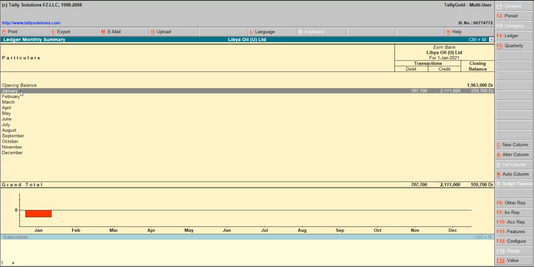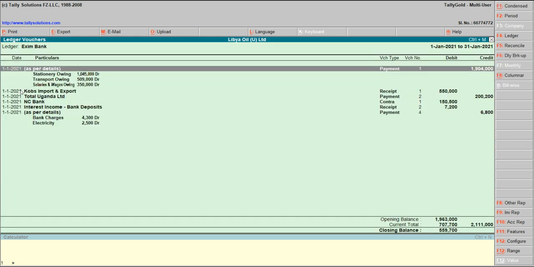So the transactions we have entered, we entered them at 1st January 2021. That's when this company started using the software. So I'll click on January, then enter. This is what we have. This is Exim Bank: date, particulars, the voucher type, debit, credit. Okay. And that's what we have.